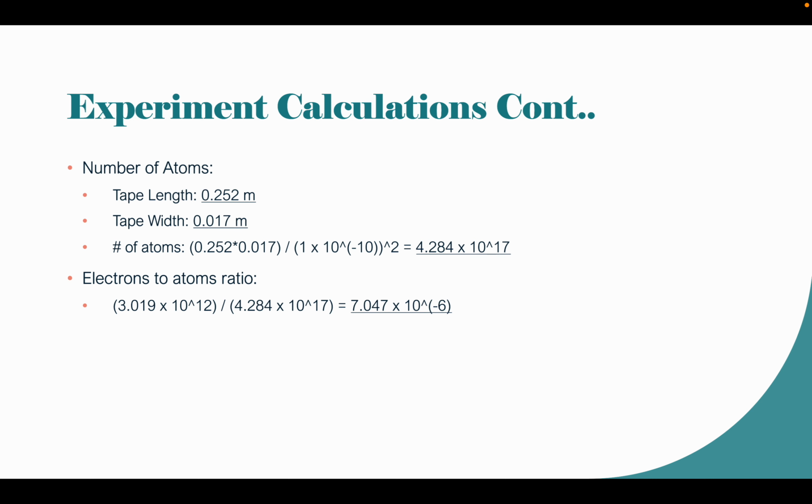Continuing on with these calculations, I was able to find the total number of atoms by, as I said in my assumptions, using tape length and width. And this came out to be 4.284 times 10 to the 17th atoms. And to wrap it all up, I finally used these last two values to compute the ratio of atoms to electrons, which came out to be 7.047 times 10 to the negative 6.